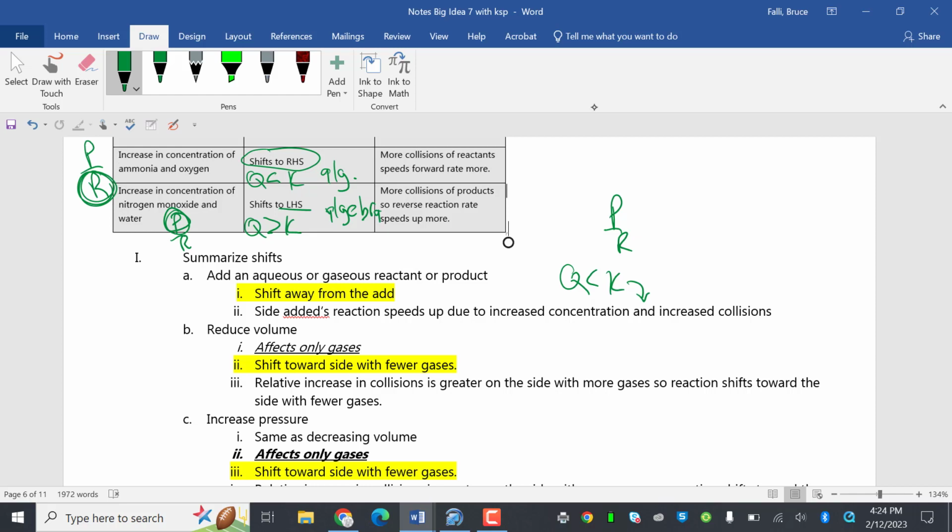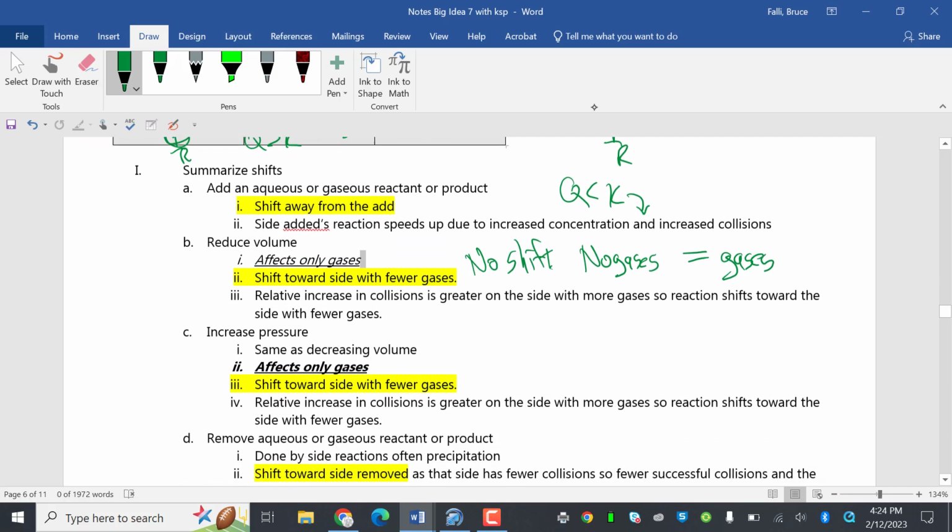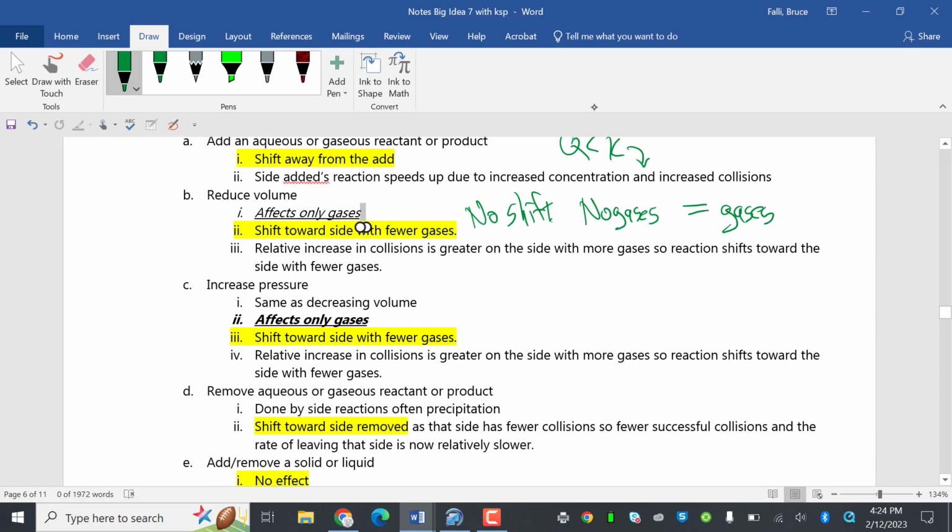Reduce volume affects only gases. It'll shift to the side with fewer gases. Or no shift. Remember, it could be no shift at all. How could it be no shift? If there's no gases, or if there's equal gases. So relative increase in collisions is greater on the side with more gases. So reaction shifts towards the side with fewer gases. Increase in pressure is the exact same thing as reducing volume.